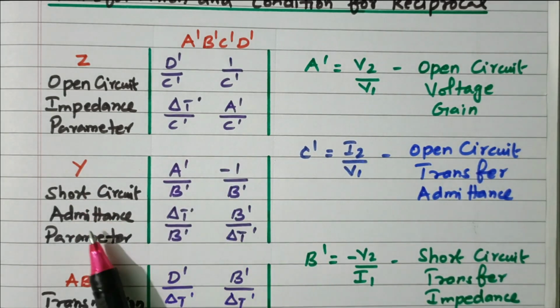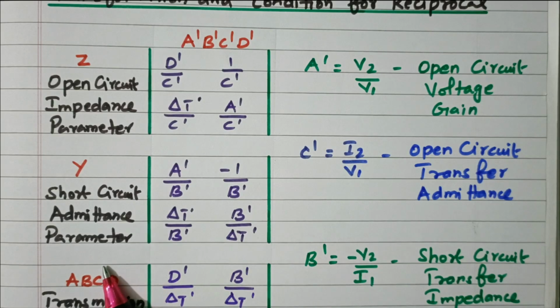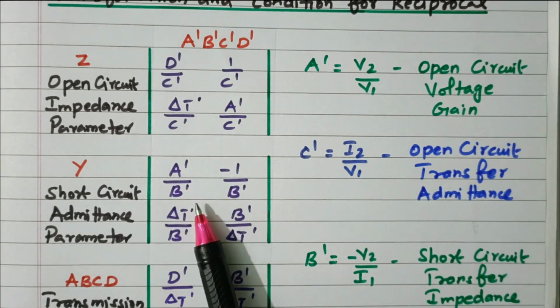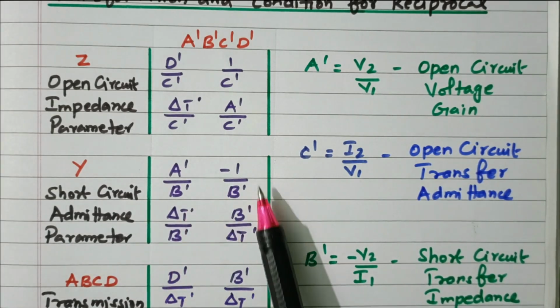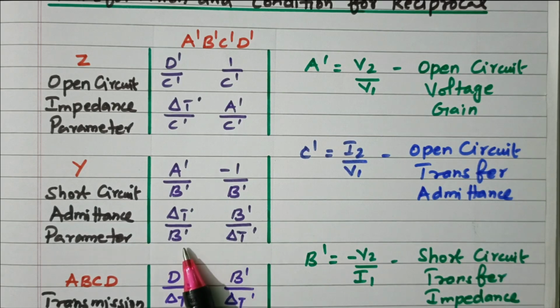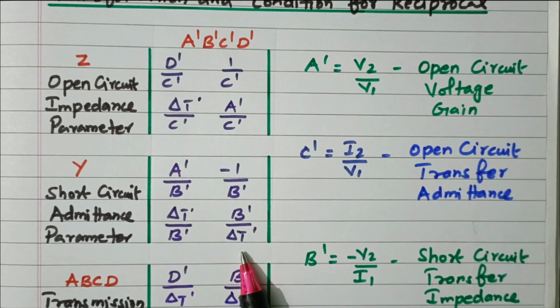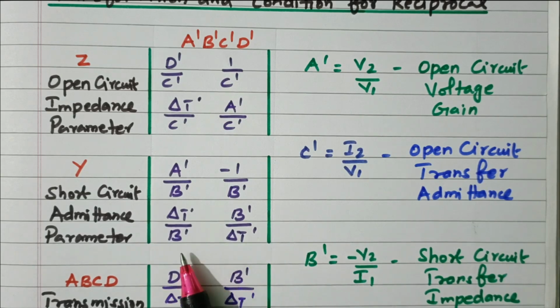Then the Y parameter, the short circuit admittance parameter, where the output port is short circuited. Current is expressed in terms of voltage. A dash by B dash, minus 1 by B dash, minus delta T dash divided by B dash, D dash by B dash. So here the denominator is B dash, and one term has delta T dash. So this is the short circuit admittance parameter.